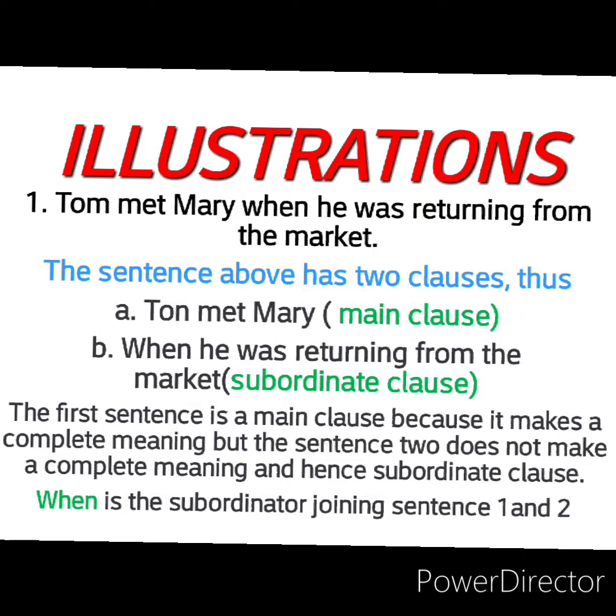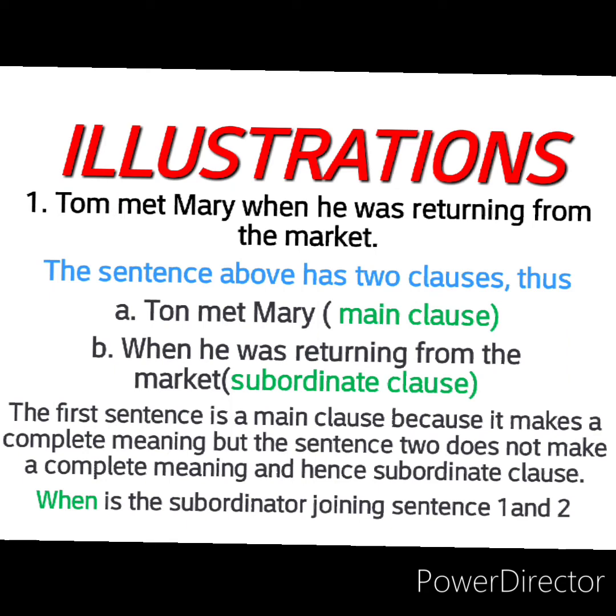For example, we have: Tom met Mary when he was returning from the market. Now, the sentence above has two clauses. Tom met Mary, that is the main clause. Then, when he was returning from the market is a subordinate clause.